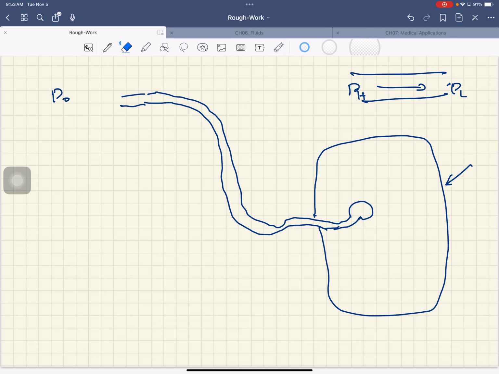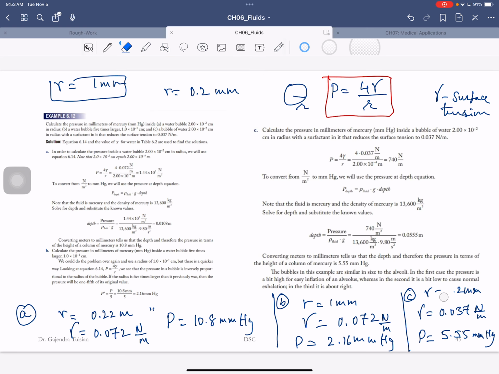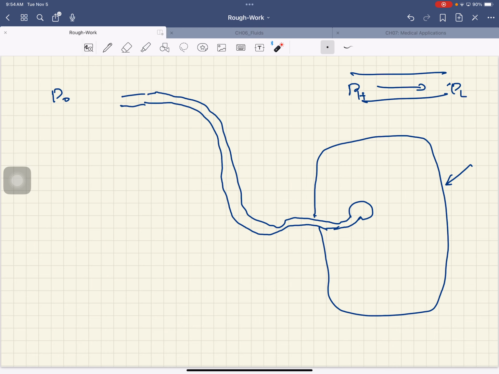So in our example, there's for example C. All right, so there's the size of the alveoli, and for that surface tension, there's the pressure, 5.5 millimeters of mercury. Okay, so let's go back here. By the way, all the pressures are gauge pressure. Gauge pressure is absolute pressure minus atmospheric pressure. So the pressure here is 0 millimeters of mercury.